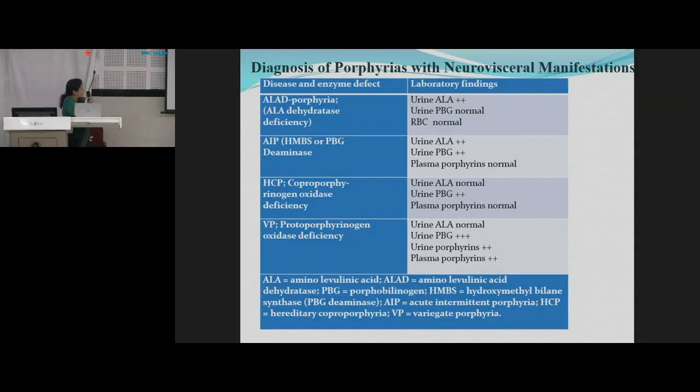In case of hereditary coproporphyria, urine ALA will be normal, urine PBG will be present and plasma porphyrins are normal. In case of variegate porphyria, urine ALA is normal, urine PBG is markedly increased and urine porphyrins are present and plasma porphyrins are also present.